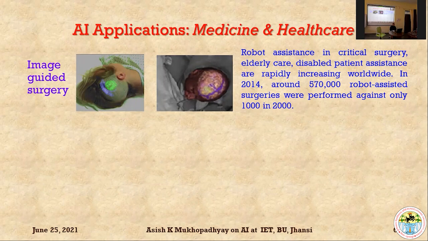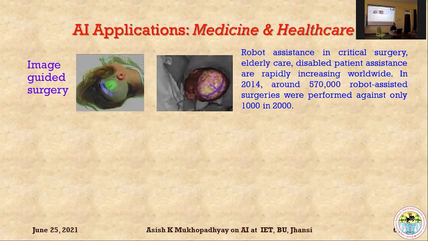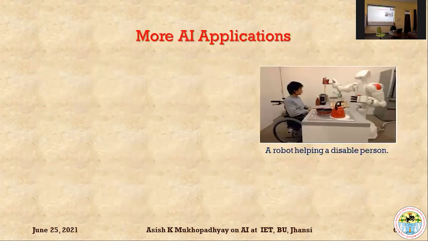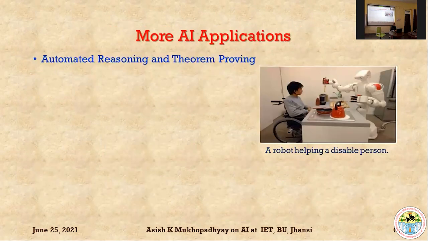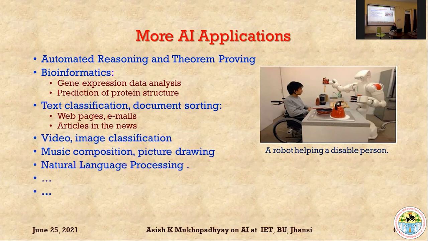Most people, surgery. There are surgical things which are not within the capacity of surgeons, going inside any critical tissue is very difficult. Image guided surgery. More applications, like this robot helping a disabled person by informatics, text classification, document, video, image classification, etc.